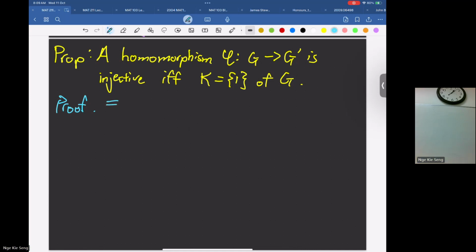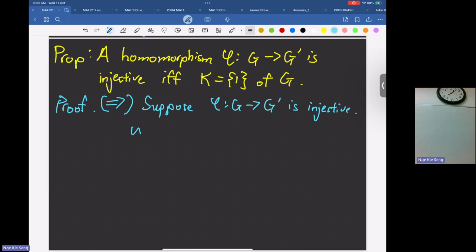From left to right? Okay, let's try it from left to right. Suppose phi is injective, and we want to show that the kernel is actually just a singleton. So what's injectivity? What's one to one?